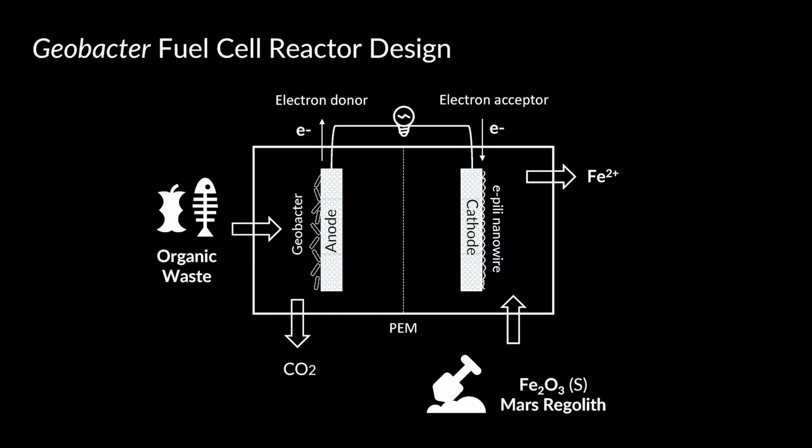The anode is filled with geobacters, and the cathode is filled with purified E-pili nanowires, also from geobacters. The aqueous organic waste on Mars will pour into the anode chamber for geobacter digestion. During this process, the anode will generate electrons, which can be transferred to the cathode. The cathode chamber is dispersed with Mars regolith, which contains 80% ferric oxide. The effluents of the anode and cathode chambers are carbon dioxide and ferrous ion solution respectively.